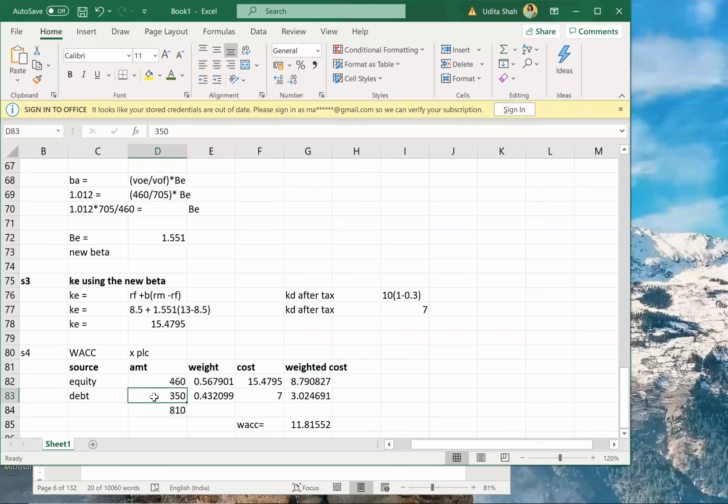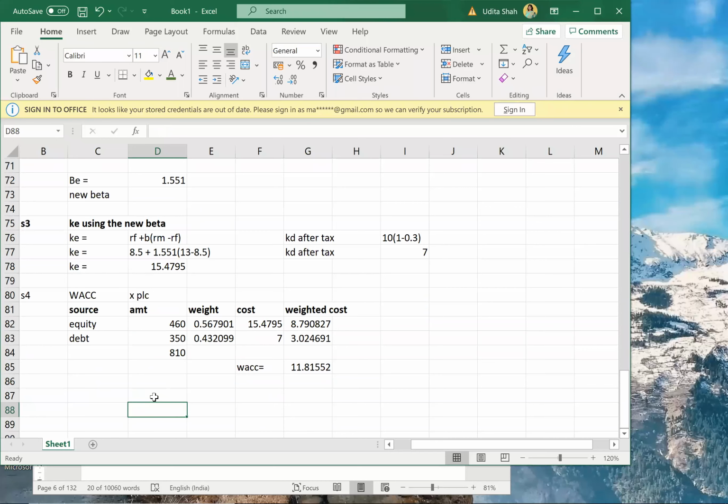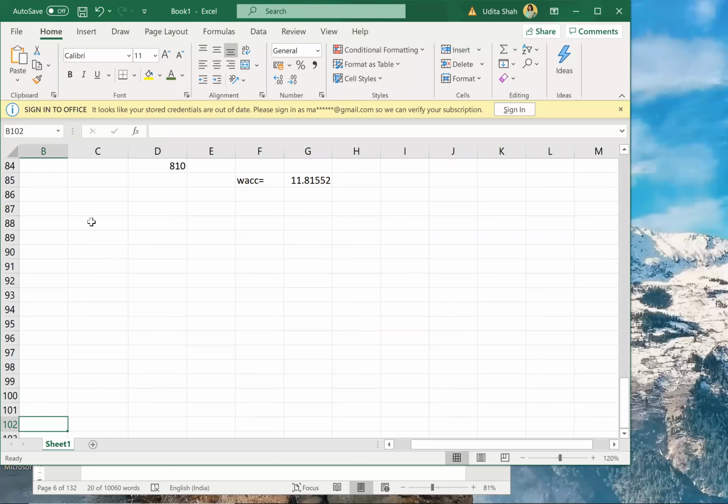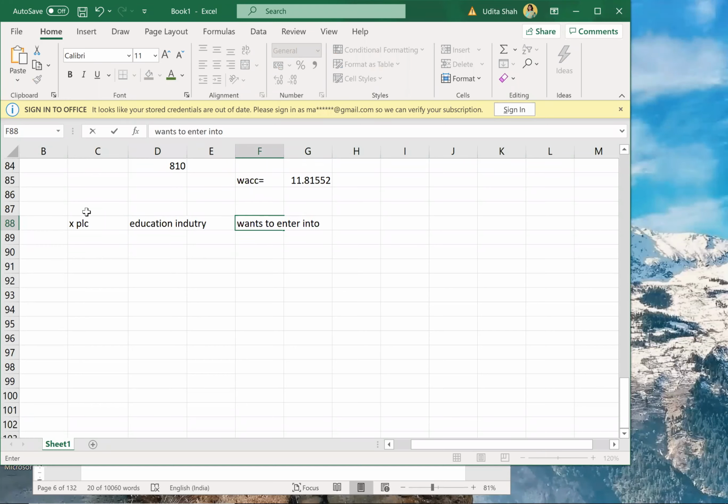Okay. One more sum we'll try, and then we'll do one AFM level question. So XPLC, right now it is in, let us say, the education industry, and wants to enter into the marketing industry.